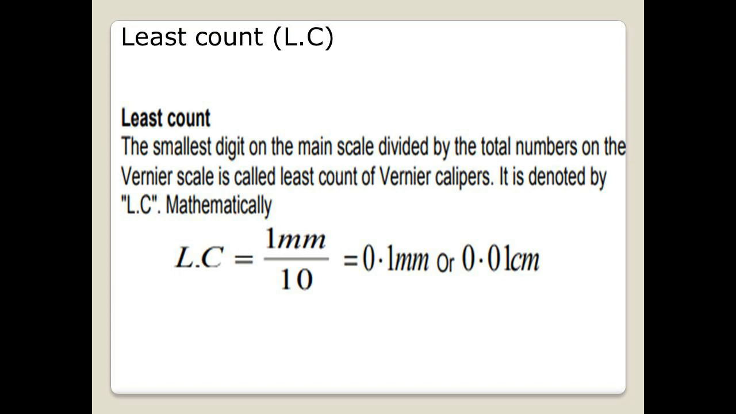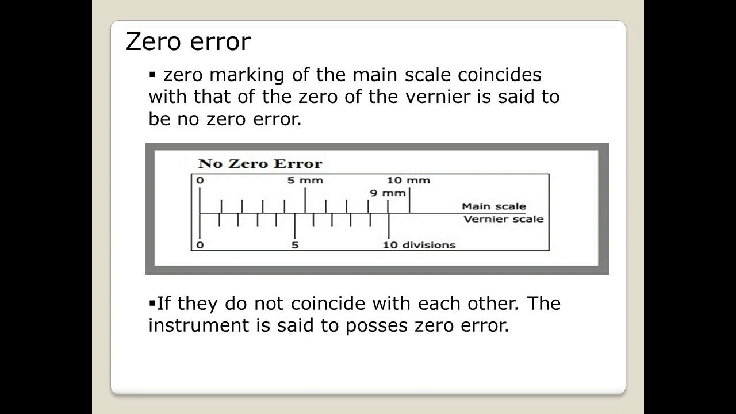The least value that can be measured on that scale is called what? Least count. How to find the least count? The smallest division on the main scale divided by the total number of divisions on the vernier scale is called the least count of vernier caliper. It is denoted by LC. LC is equal to 1 millimeter divided by 10, which is equal to 0.1 millimeter or 0.01 centimeter. This is the least count value of vernier caliper. To find zero error of the vernier scale, you have to check the main scale and vernier scale.